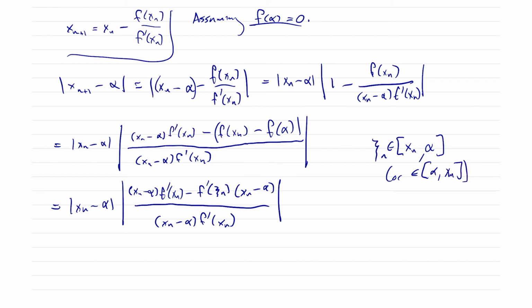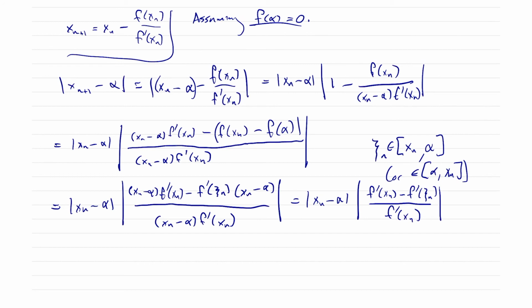So what do we do? Well, now I have xn minus alpha in all my terms, so I can go ahead and cancel them. So I'm left with xn minus alpha times f prime of xn minus f prime of cn divided by f prime of xn here. Okay, so that's nice.